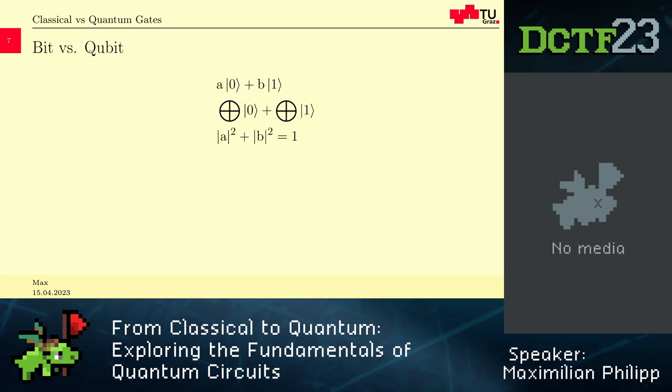And as we can see here again, both of these coefficients are some number that is able to be represented in a 2D plane with a circle. And the important part about this is that the squared amplitudes of these numbers summed up need to be one, because the probability of being in any state has to be conserved. So let's start with doing a simple circuit.